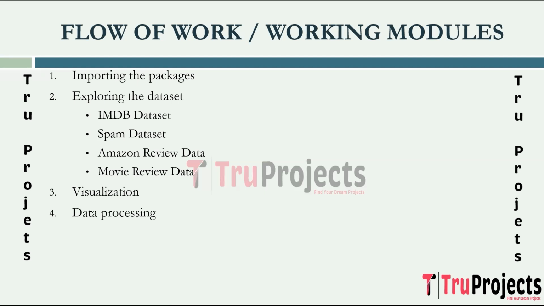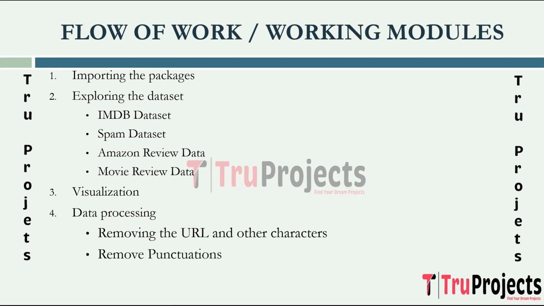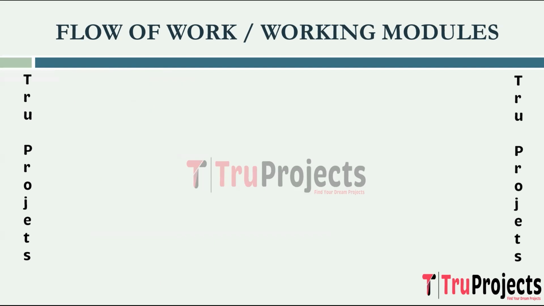Coming to data processing, this step involves cleaning and preparing the data for model training. Here, tasks include removing the URLs and other characters, which is the elimination of URLs and unwanted characters in the text data to ensure that the analysis focuses on relevant textual content. We have removed punctuation, which is stripping away punctuation marks to simplify the text and reduce noise. We also removed stop words, the elimination of common words that may not contribute significant meaning to the analysis. We also normalize the data to a standardized form.